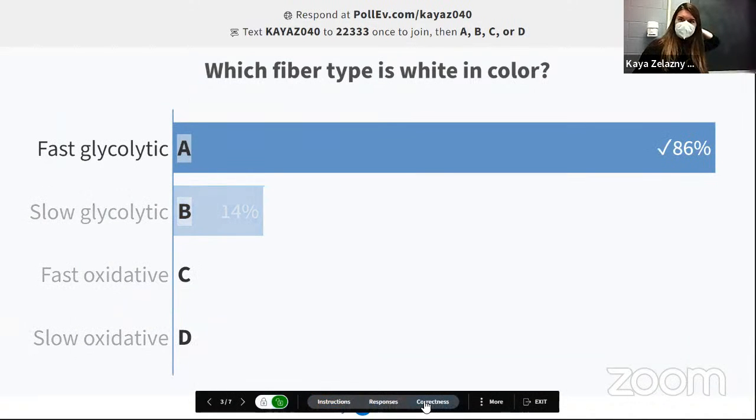Great. Yeah, our fast glycolytic fibers are the ones that are white in color. What molecule is responsible for making fibers red? So what molecule is absent here in the fast glycolytic fibers? Exactly, it's the myoglobin. While I'm standing here, someone remind me what myoglobin does? What is it storing? Oxygen. Exactly, oxygen. That's why we have it in our other ones.